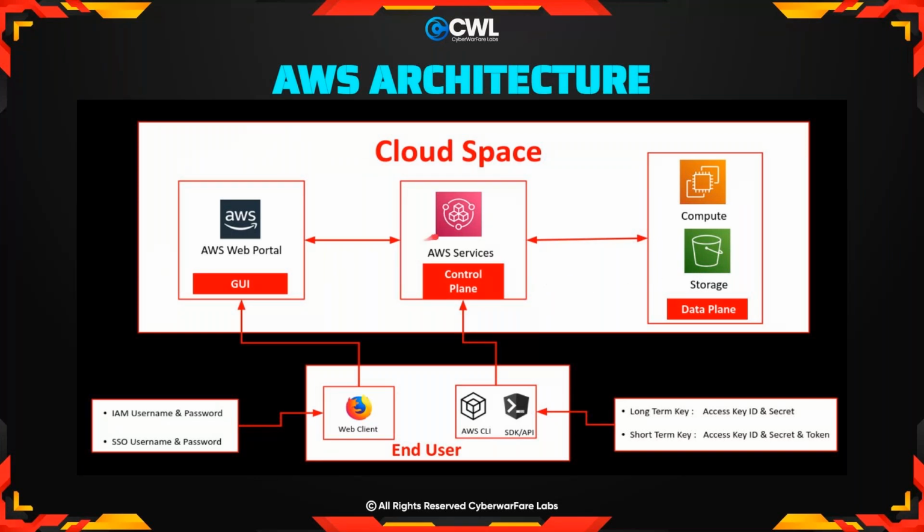Now, this was the space that is managed and controlled by AWS. And then comes the end user. We are the end user. Obviously, we are using some sort of software to interact with these AWS services. The first method is using the web GUI. In the web GUI, if you look at this Firefox icon, we have two types of credentials. First is the IAM username and password, and second is SSO, that is single sign-on.